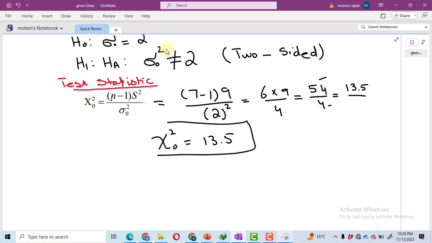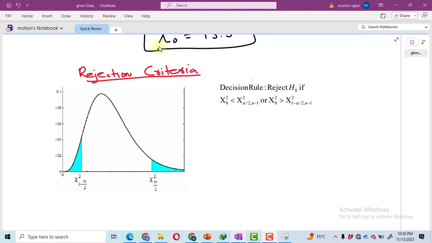Now what to do? We will work on the rejection criteria. In the rejection criteria you have to remember this figure: chi-square alpha by 2 is the tabulated value. Both of them we will check from the chi-square table. We place the chi-square alpha by 2 value on the upper tail and the 1 minus alpha by 2 value on the lower tail. This is the decision rule: we will reject the null hypothesis if our chi-square value is less than chi-square 1 minus alpha by 2, n minus 1, or greater than chi-square alpha by 2, n minus 1.